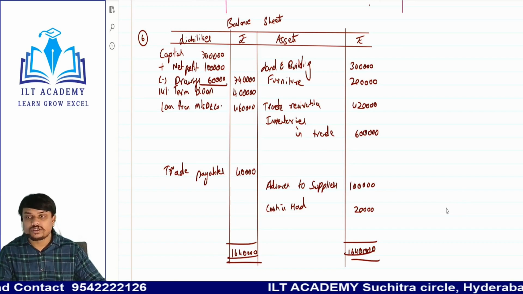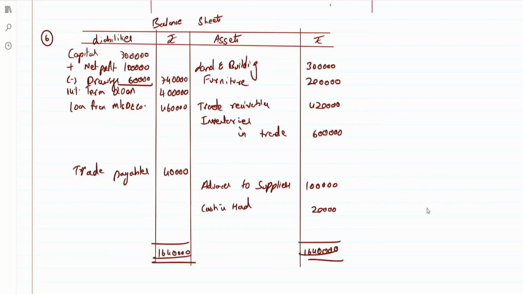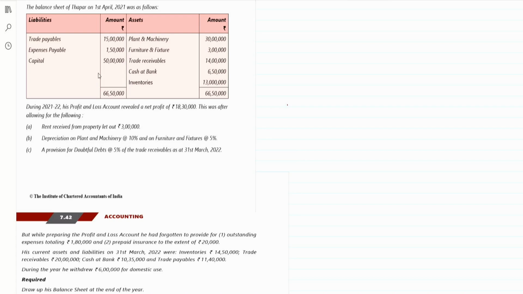Got it now? Just note down this. Now, Seema, the next question is the balance sheet of Thapar as on 1st April 2021 was as follows: trade payable so and so, expense payable, capital, plant and machinery, furniture and fixtures, cash at bank, inventory so and so. During the year 2021 to 22, his profit and loss account revealed a net profit of 18,30,000, and this was after allowing the following. In that, they have already taken rent received from the property let out as 3 lakh, which is other income. Already they have done the P&L account.